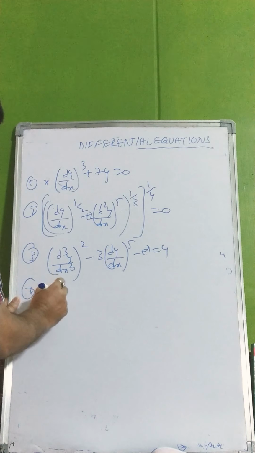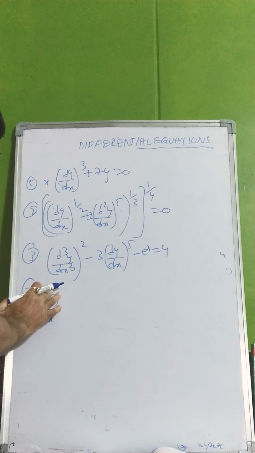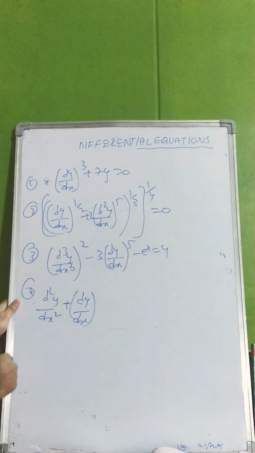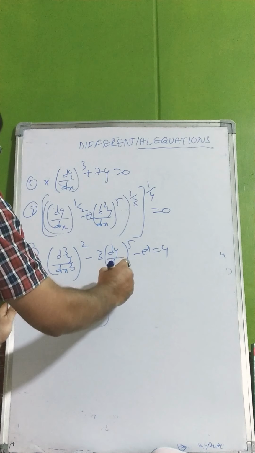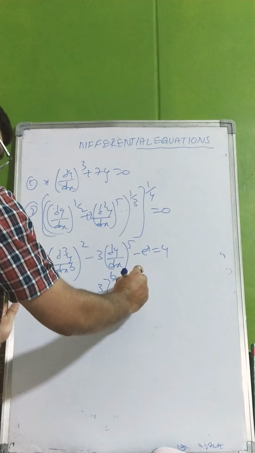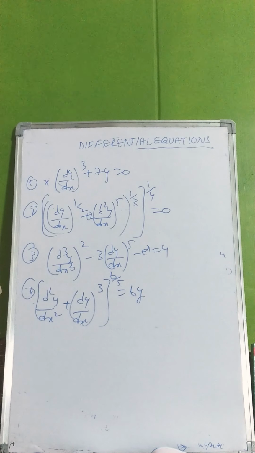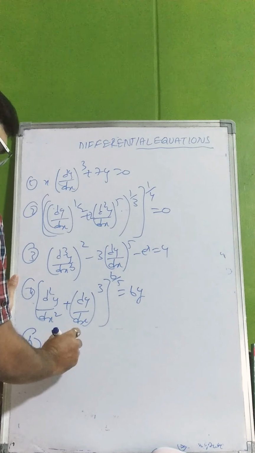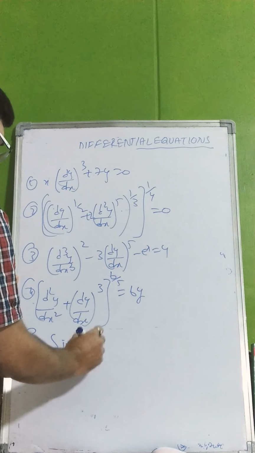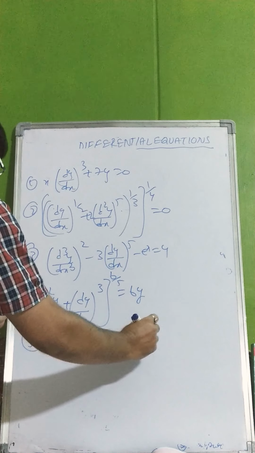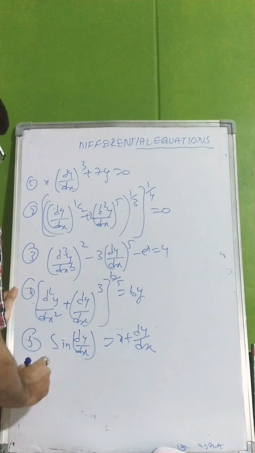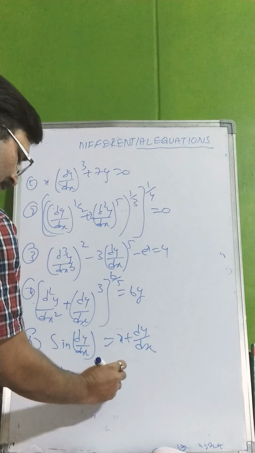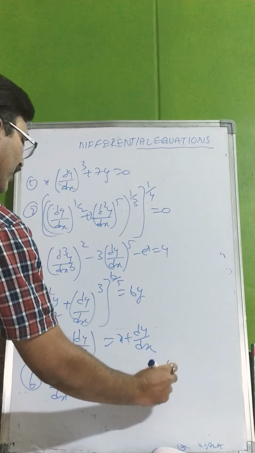Another, fourth example I would like to take: d square y by dx square plus (dy by dx) whole cube whole to the power of, I would like to take few examples here to get clarity. You should get clarity here. Next, the fifth one is like this: dy by dx, sine of dy by dx is equal to x plus dy by dx, sir. Another, sixth one also I would like to take: d square y by dx square plus 2 (dy by dx) y plus y is equal to logarithm of dy by dx.